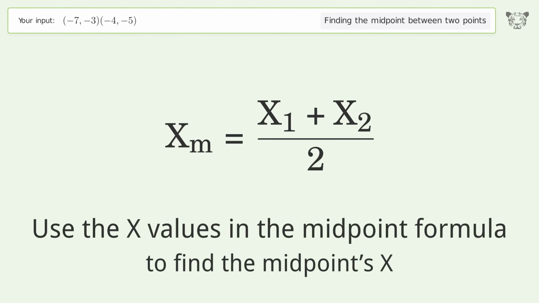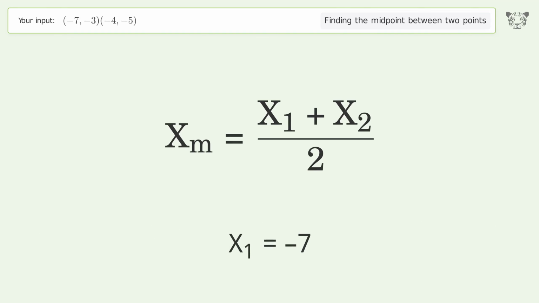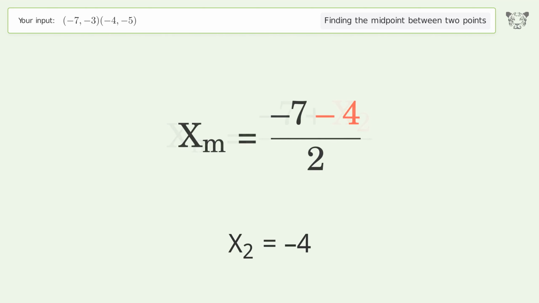Use the x values in the midpoint formula to find the midpoint's x. x1 equals -7. x2 equals -4. Simplify the arithmetic.